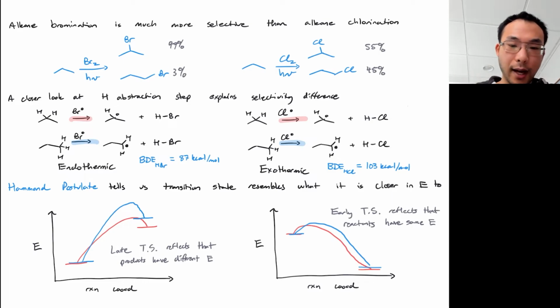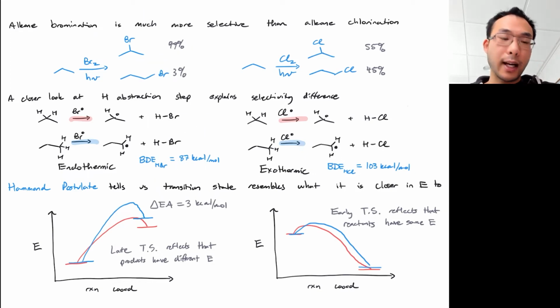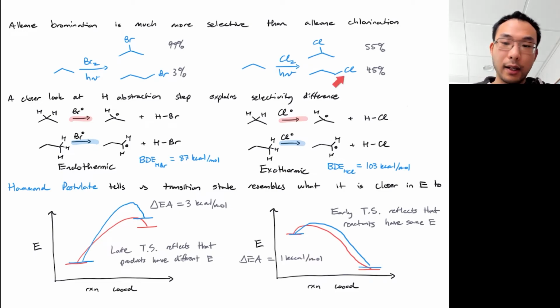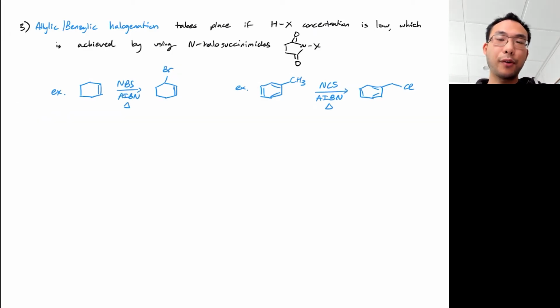To give you an idea of how significant of an energy difference it takes, the delta between the two transition states is about 3 kilocalories per mole in bromination, and about 1 kilocalorie per mole in chlorination. So it's actually not a very big difference, but that's enough to go from not selective to very selective. Let's end by looking at a few more free radical reactions.